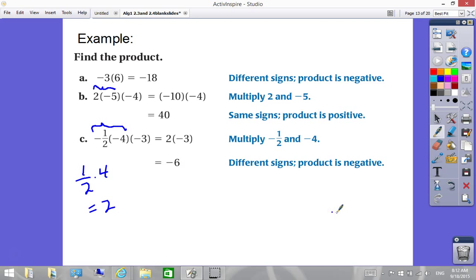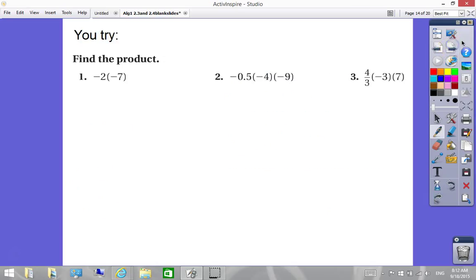Easy stuff, right? You say it's easy stuff, but it's the source of so many mistakes in algebra. So many mistakes. So go ahead and try this. The first one was a negative times a negative, so the answer is positive 14. The second one, the -0.5 times -4. First it's a negative times a negative times a negative, so the result will be negative.